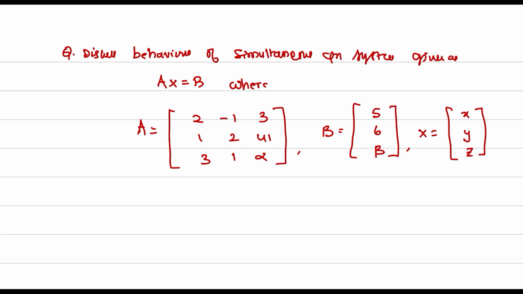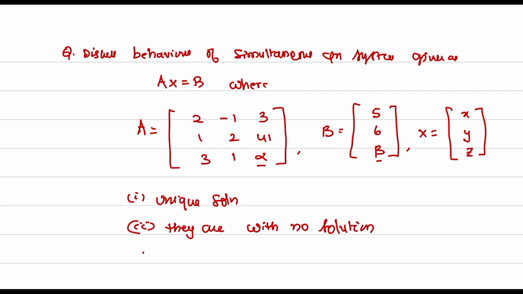We have to find for what values of alpha and beta these equations will have a unique solution, second, they are with no solution, and third, they have infinite solutions.